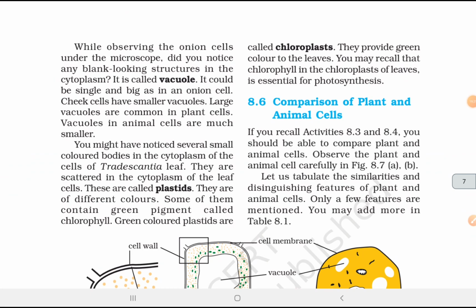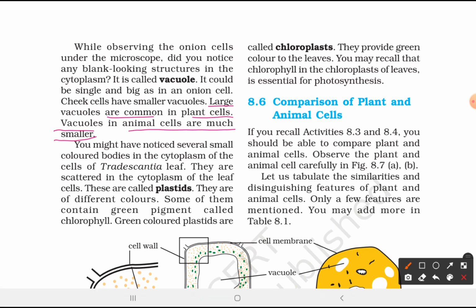While observing the onion cell under microscope, did you notice any blank-looking structures in cytoplasm? It is called vacuole. It could be single and big as in an onion cell. Cheek cells have smaller vacuoles. Large vacuoles are common in plant cells. Vacuoles in animal cells are much smaller.